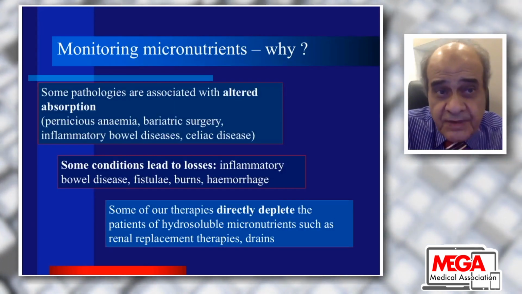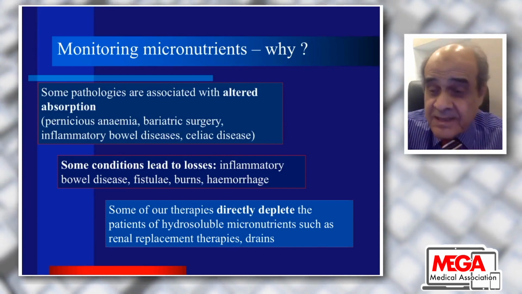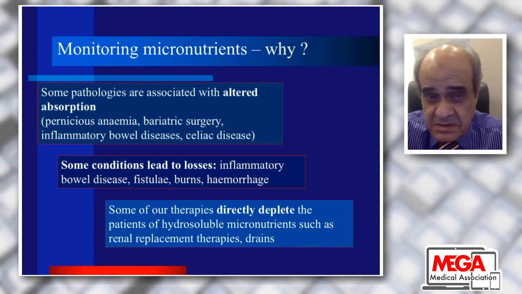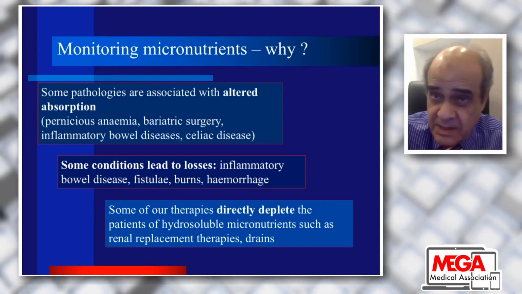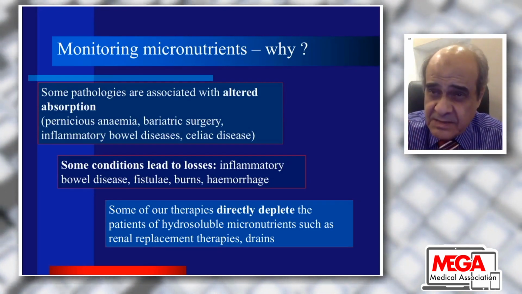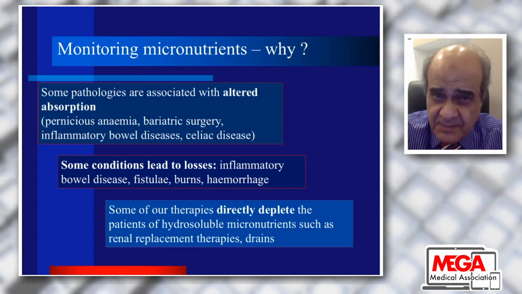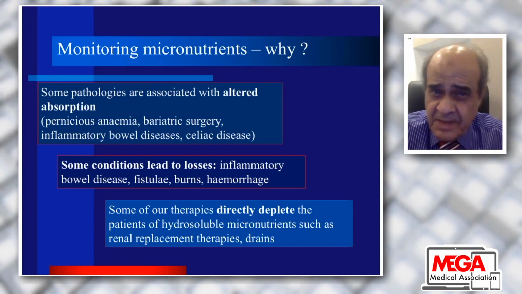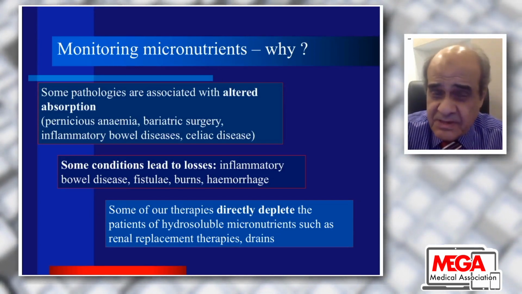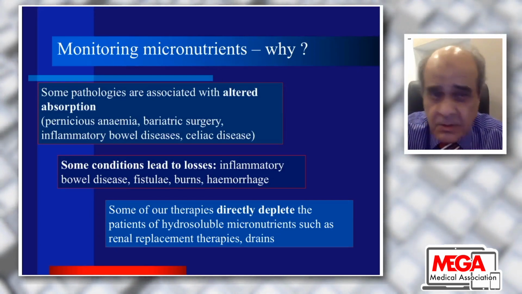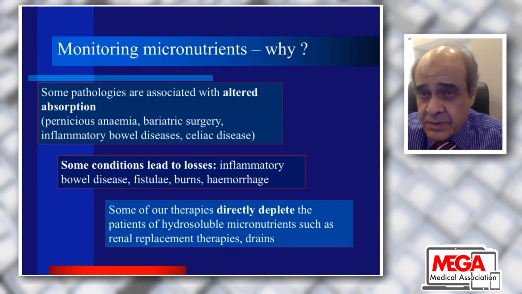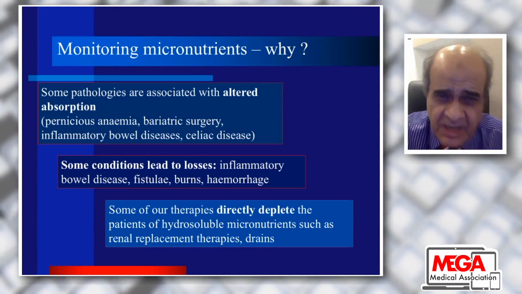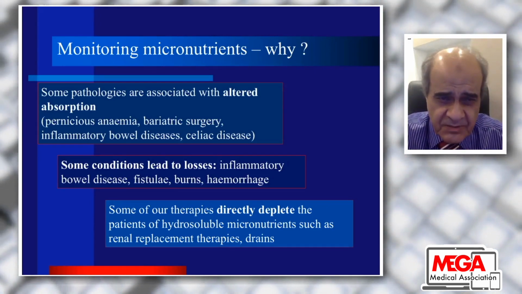Monitoring micronutrients is very essential, as said, because the critical patient is subjected to some disorders after admission, especially in absorption. The patient may become edematous, and the absorption may be impaired. Some patients may suffer from pernicious anemia, bariatric surgery, inflammatory bowel disease, celiac disease. All these impair the absorption of the trace elements, and so push us to support the patient with trace elements.